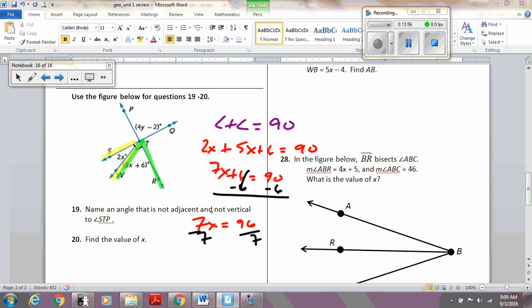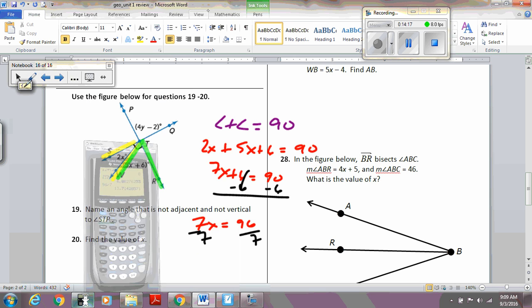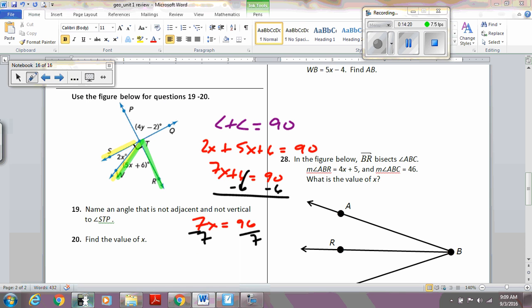And I probably need my handy dandy calculator for this one. 96 divided by 7. It's about 13.71. So x is equal to roughly 13.71.